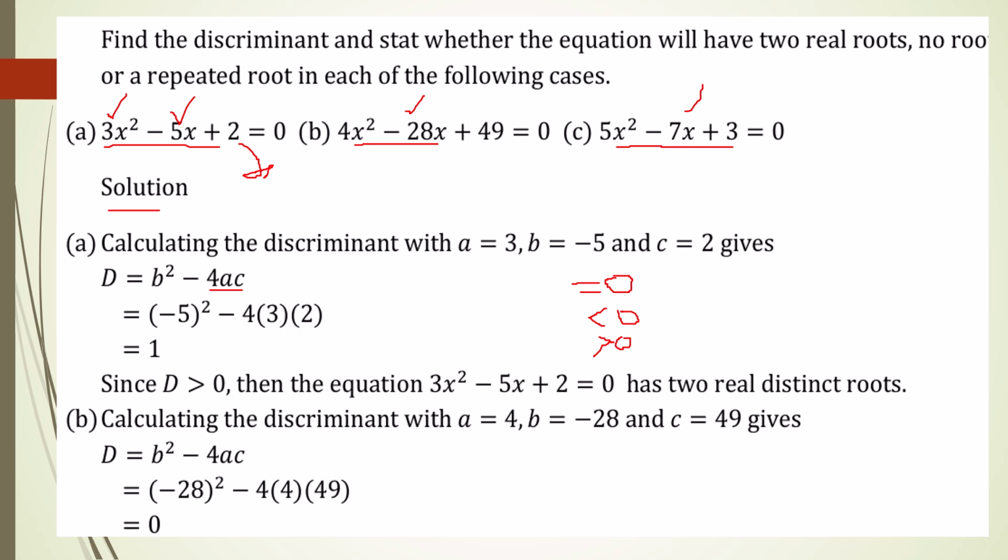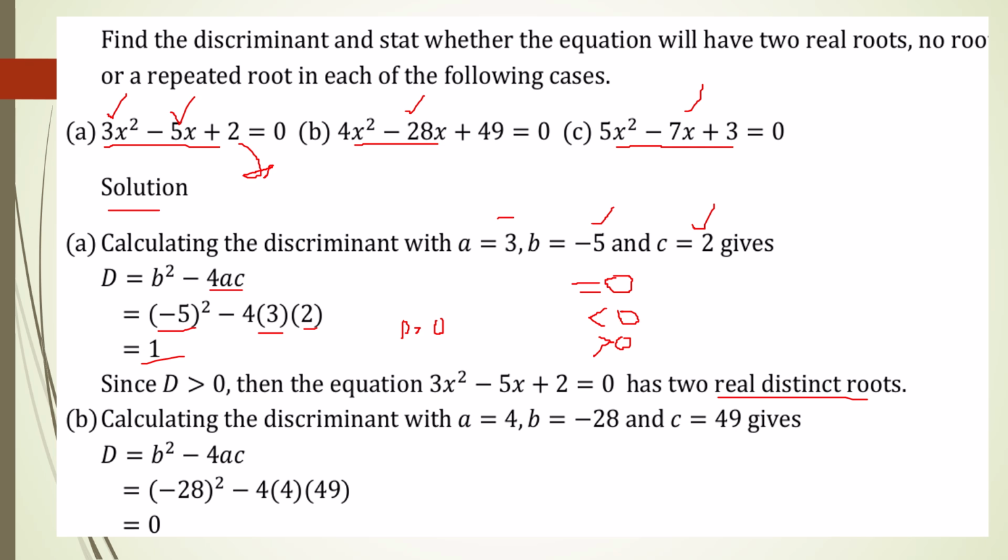If you look at part A, my a value is 3, my b value is -5, and my c value is 2. Substituting into the discriminant formula, I'm going to have (-5) squared minus 4 times 3 times 2. If you put everything in the calculator, you end up with 1. Comparing with 0, 1 is greater than 0. So my discriminant is greater than 0, which means this equation has two real and distinct roots. That's how you identify whether an equation has real and equal roots, distinct roots, or no real roots.